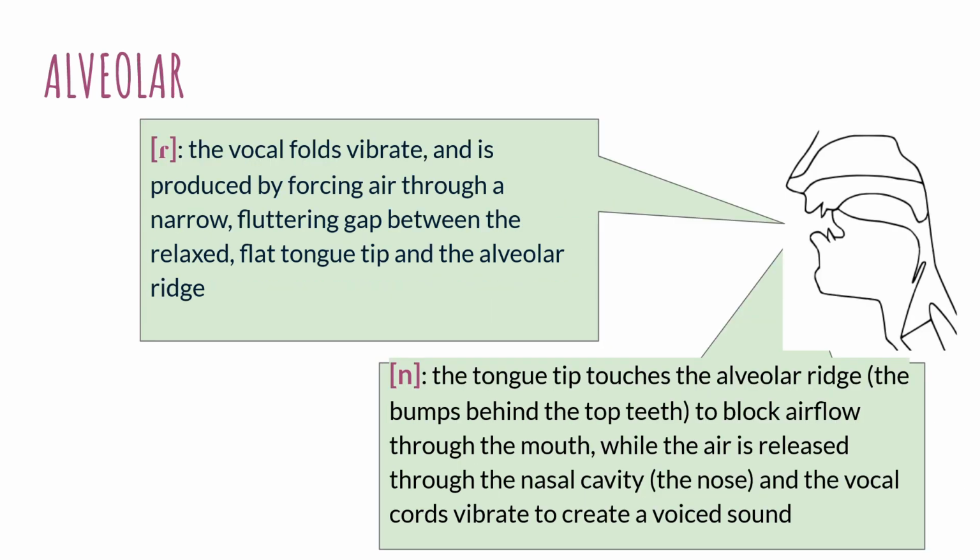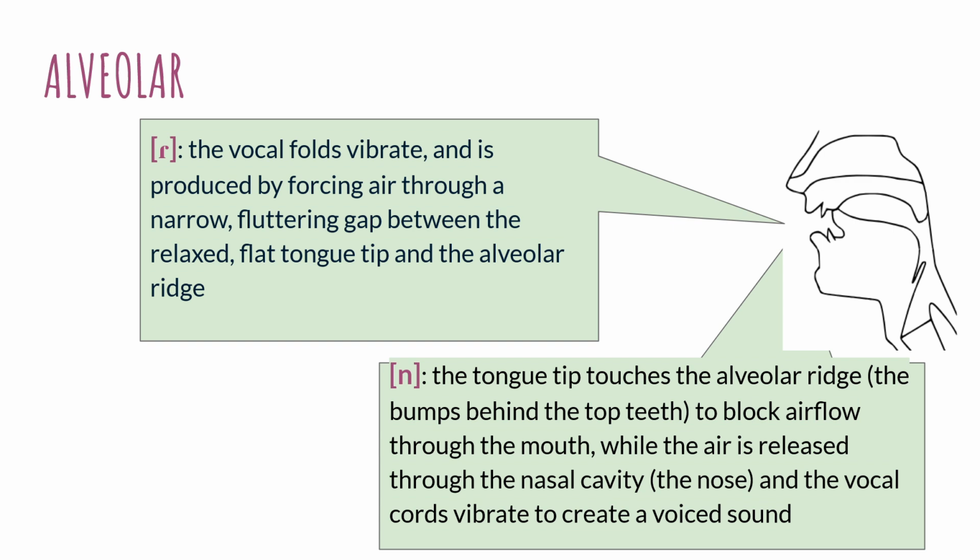The sound r. It is pronounced as the vocal folds vibrate, and is produced by forcing air through a narrow fluttering gap between the relaxed flat tongue tip and the alveolar ridge.